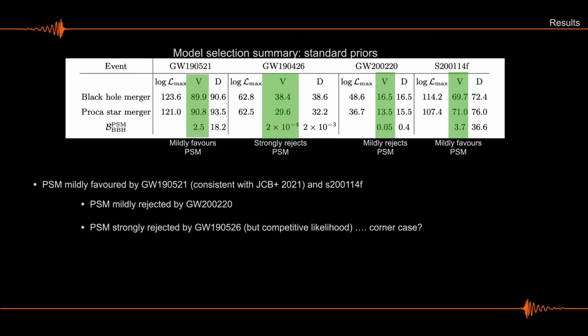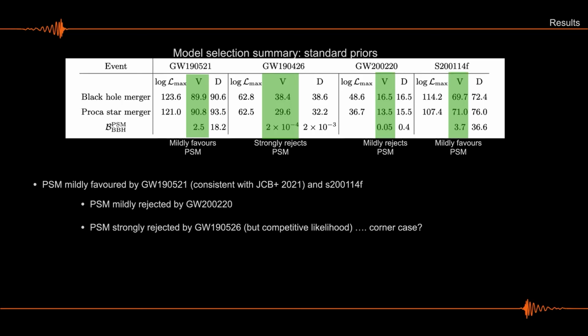So model selection, remember, when I'm comparing data to 2 different models, I need to decide which of the 2 is more preferred statistically, or which is more likely given the data. So this is basically the ratio that I was showing in my Bayesian inference setup for the black hole merger model versus the boson star merger, and then you can translate that into a relative probability. So relative probability of one model with respect to the other.